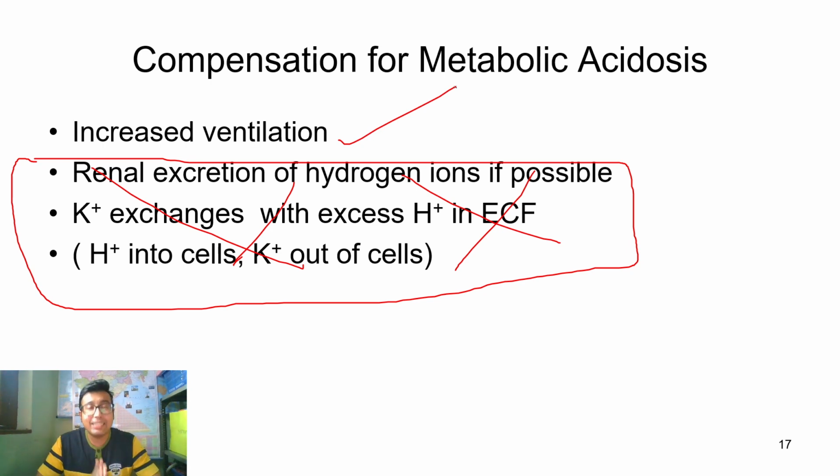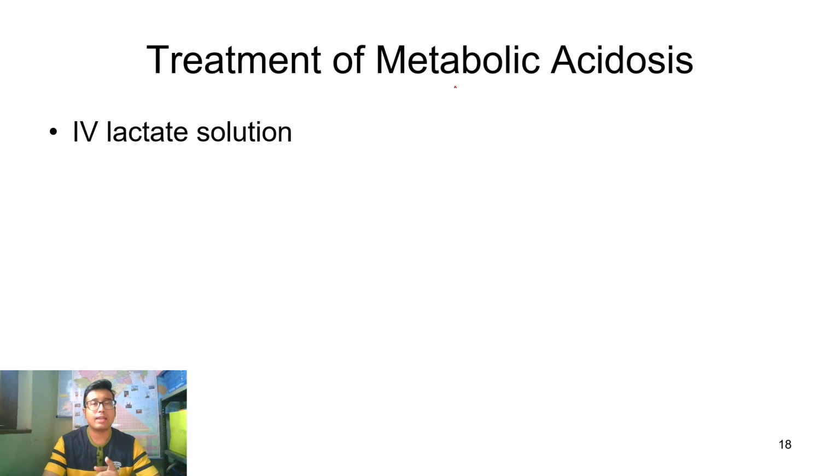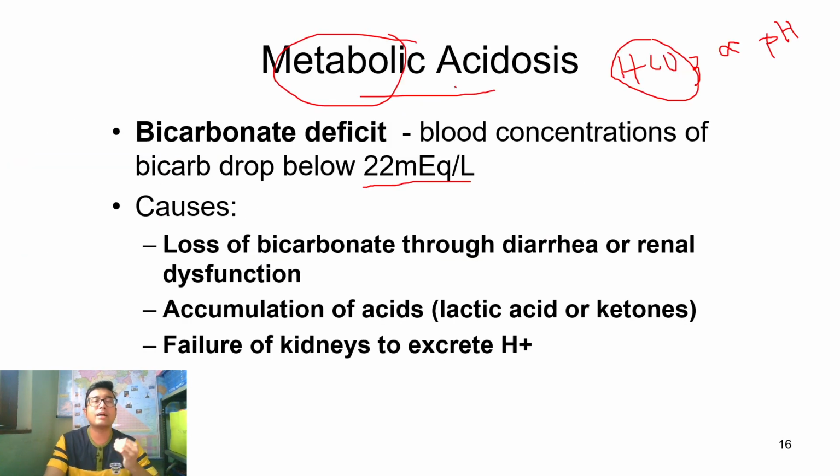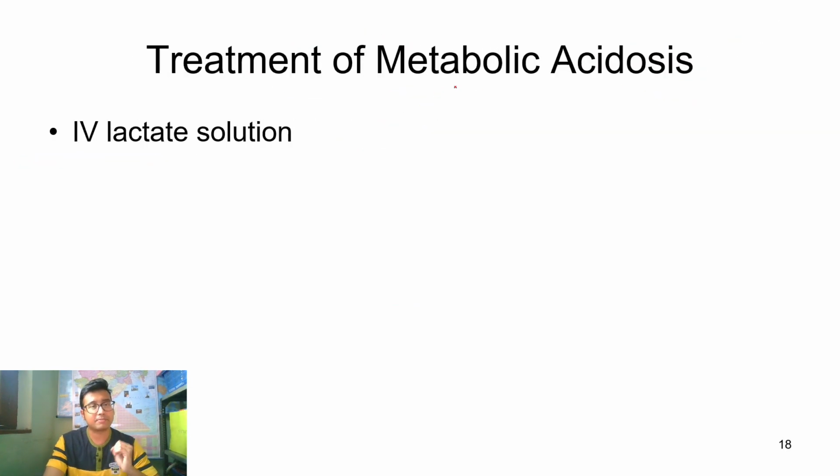Now if you are treating the disorder, all acidosis are treated by lactate. Formula is the same. When you are treating, we don't see whether it is respiratory or metabolic, we just treat the pH value. So acidosis means pH is low, we need to shoot it up. So we always provide IV lactate solution. Okay. So remember, for diagnosing metabolic acidosis, bicarbonate below 22 mEq per liter.